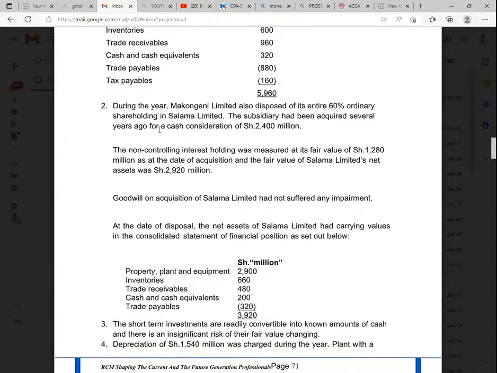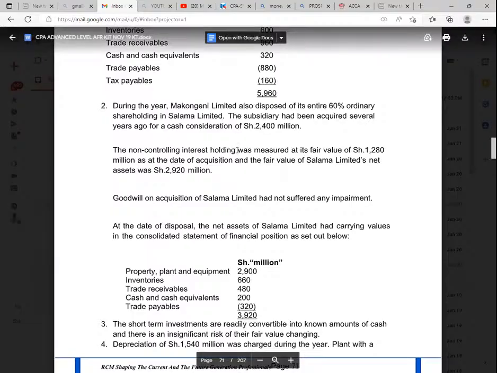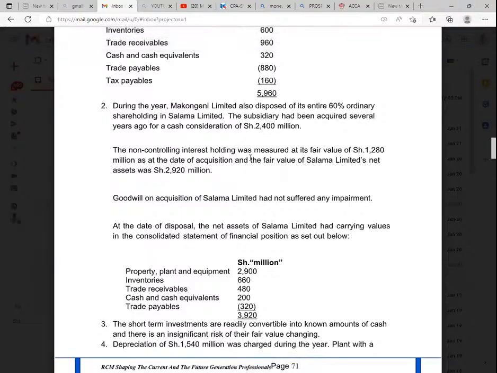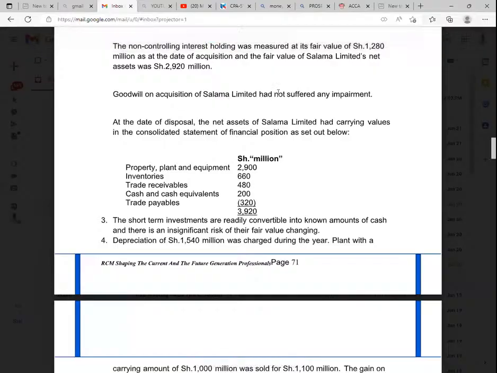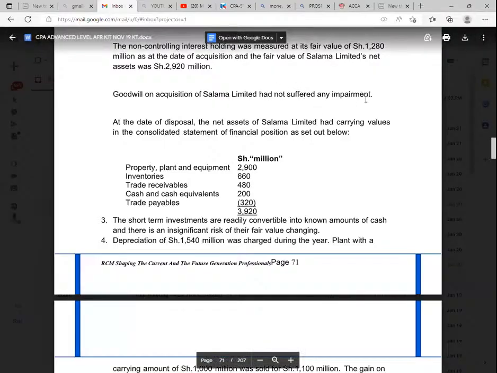Note number 2, during the year, CEHE Limited also disposed of its entire 60% ordinary shareholding in another subsidiary called Salama Limited. The subsidiary had been acquired several years ago for a cash consideration of 2,400. The NCI was measured at its fair value of 1,280 as at the date of acquisition, and the fair value of Salama Limited net assets were like that. Goodwill on acquisition of Salama Limited had not suffered any impairment.